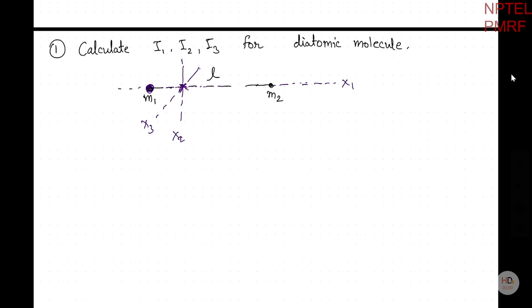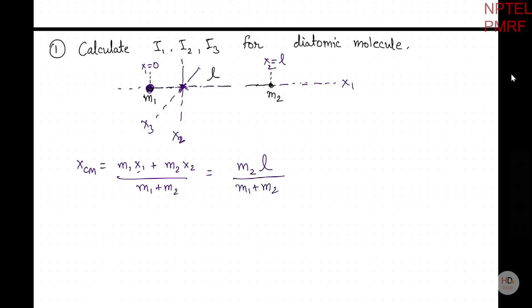Okay, so let's calculate first of all the position of center of mass. So let's say this is x is equal to 0 and this is x is equal to L. Then xcm would be m1 times x1 plus m2 times x2, upon m1 plus m2. So x1 is 0, and x2 is L. So the first term is 0, the second is m2 times L divided by m1 plus m2. This is standard stuff we did even in school. Okay, so this is the position of center of mass.